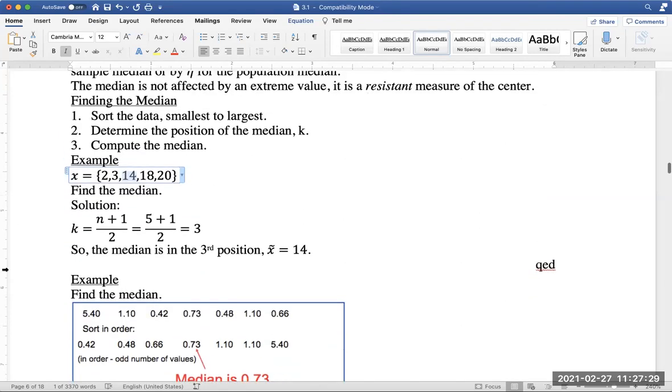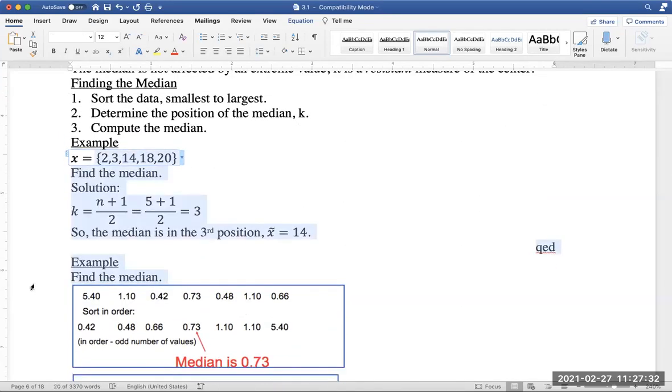Now let's do the following example. Let's find the median of the numbers 5.4, 1.1, 0.42, 0.78, 0.48, 1.1, 0.66. First, sort the data: 0.42, 0.48, 0.66, 0.78, 1.1. Oh, there's another one: 1.1 and 5.4.